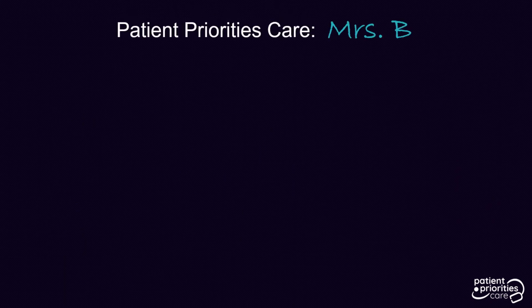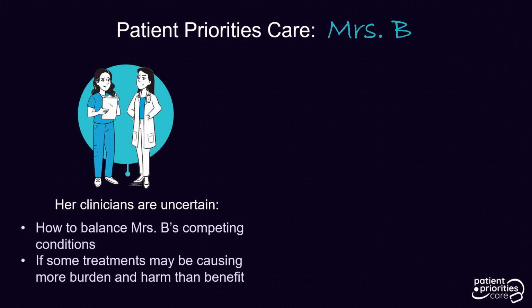Mrs. B's case exemplifies the complexity of decision-making with multiple conditions. Her clinicians are faced with uncertainty about her care, uncertainty that arises because of the balancing of competing conditions. In her case, Mrs. B's treatment for one condition, her heart failure, exacerbates another condition, her incontinence or urinary frequency. Her treatments that help one condition might cause potential harm or may be more burdensome, such as an NSAID producing a GI bleed.